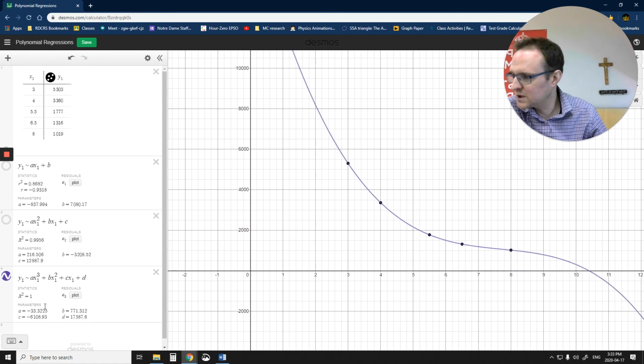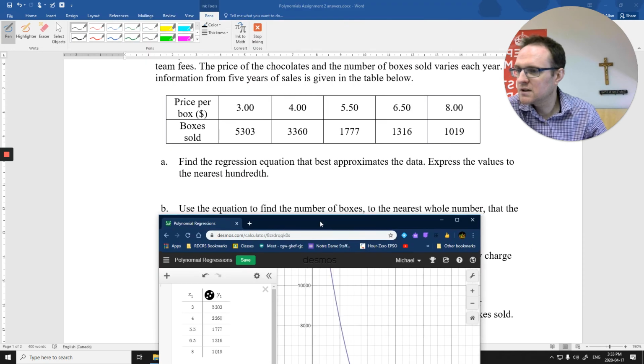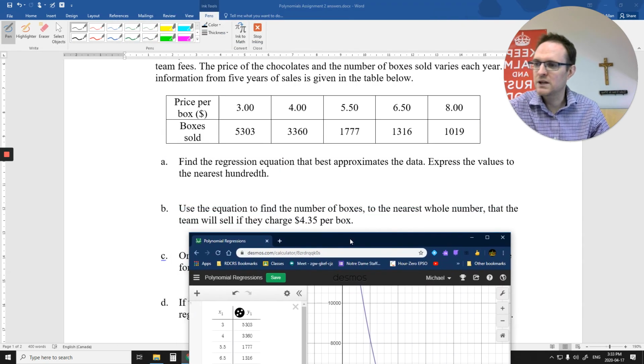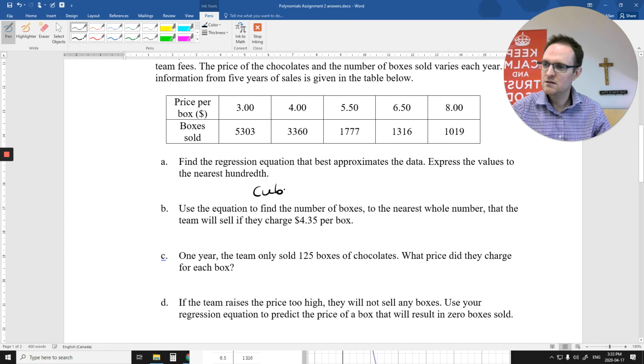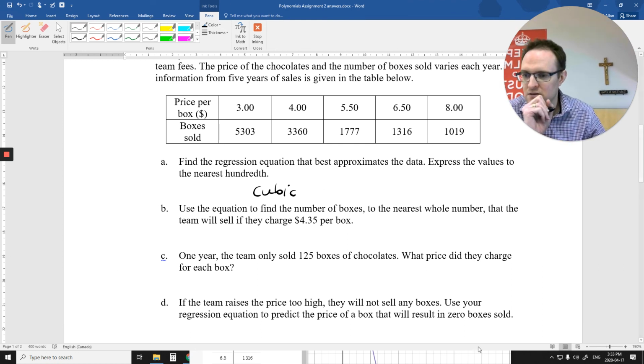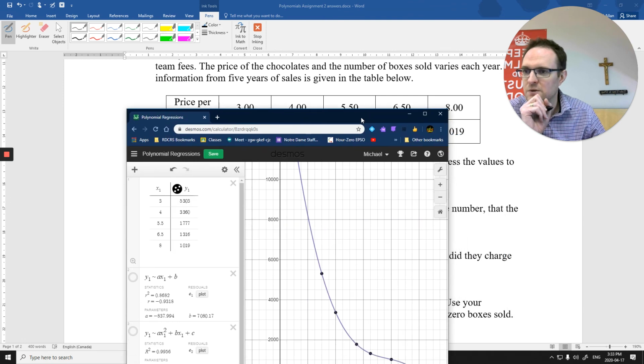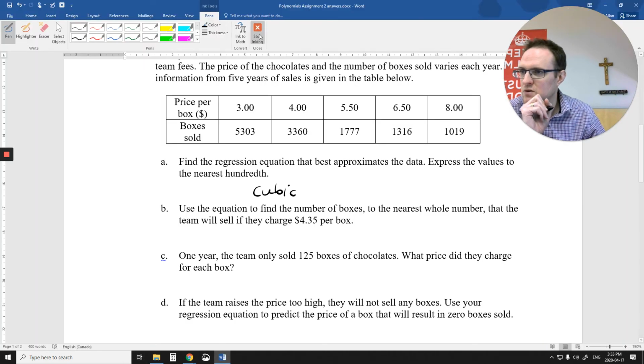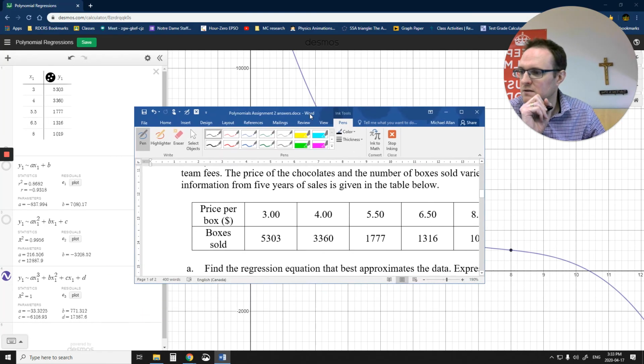So again, we're looking at which one produces the best R value. The R squared of the cubed is 1 again. So the best one here is going to be cubic again. And then we want to find the equation. So the equation of this is what I want to make big screen. I'll make this one smaller.